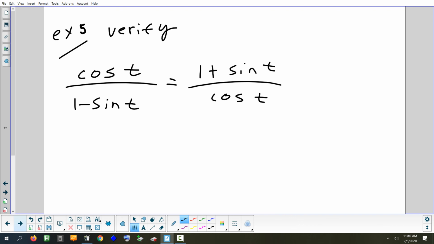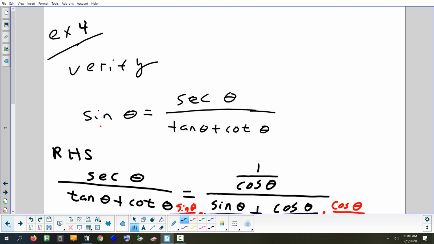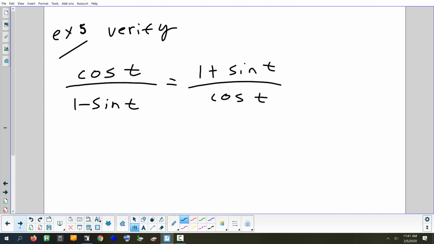Now, I said to you, when you look at a verify, it's usually pretty clear which side is more complicated. I don't think that's true here. I think both sides pretty much look the same in terms of complexity. Here, each side is a fraction. One part of the fraction has 2 things in it. The other part has 1 thing in it. Same thing on each side. So it does not really matter which side you start with. Unfortunately, the end result doesn't really simplify that much more than the beginning result.